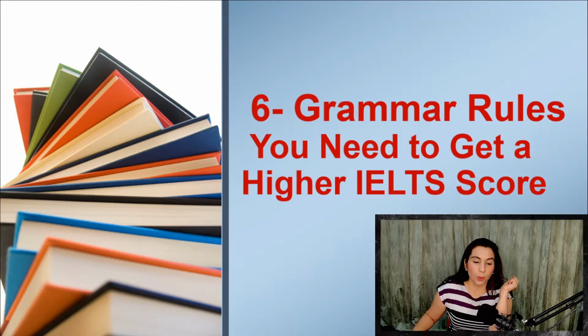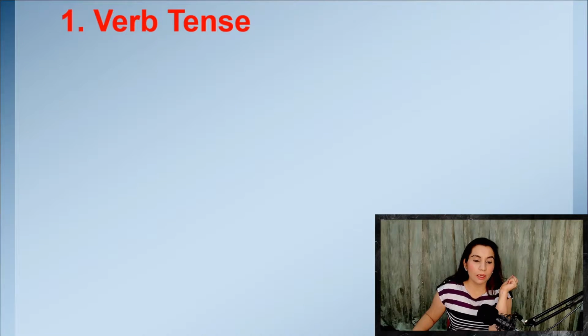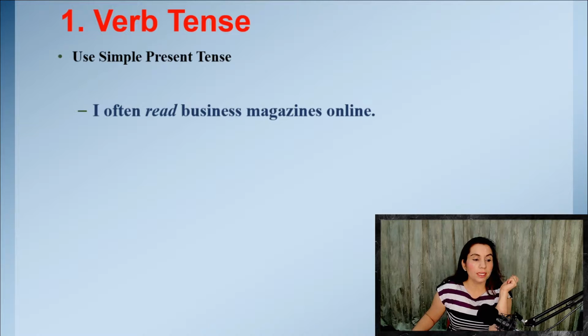Now let's start with the first rule, that is verb tense. There are 2 different types of verb tenses that we'll discuss today. The first is simple present tense. Simple present tense is basically used when we talk about general, permanent or repeated actions. Let's see an example: I often read business magazines online. This is a repeated action, so we use simple present tense to explain it.